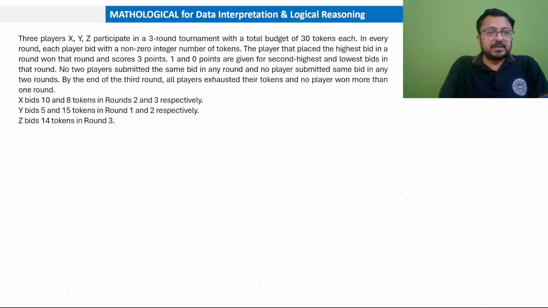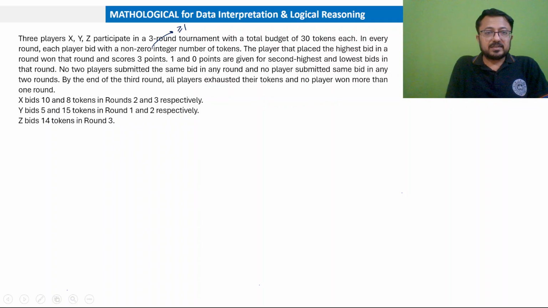The set is saying 3 players X, Y, and Z participate in a 3-round tournament with a total budget of 30 tokens each. In every round, each player bids with a non-zero integer number of tokens, which implies that greater than or equal to 1 token is bid by each player in every round. The player that placed the highest bid in a round won that round and scored 3 points. 1 and 0 points are given for the second highest and lowest bids in that round.